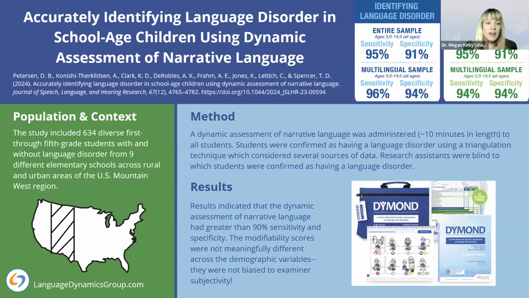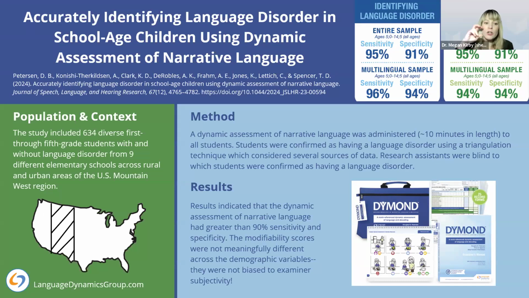All right. This one, first publication about the diamond that came out. We have more data for you about this. I'll get to it at the end of the slides and share that with you. But in this article that recently came out, we looked at a study of 634 diverse 1st through 5th grade students. Some had language disorders, some did not. They were from 9 different elementary schools across rural and urban areas in those Mountain West US states. And so just to make it easy, it's like a little bit of this area over here that's not included in this bracket graphed area. But for those of you not in the US, that's what that looks like. So that's where the sample came from.